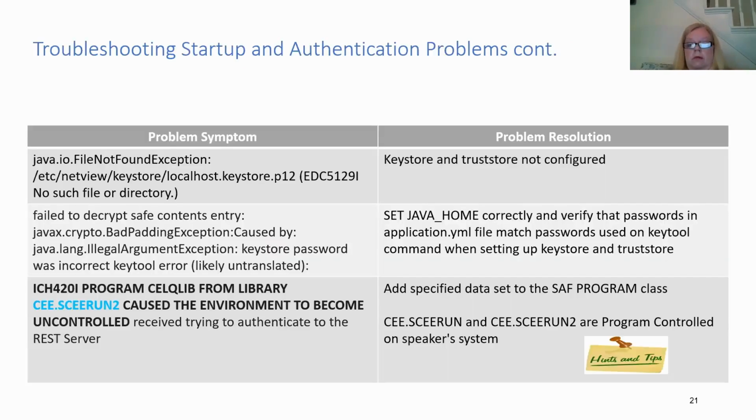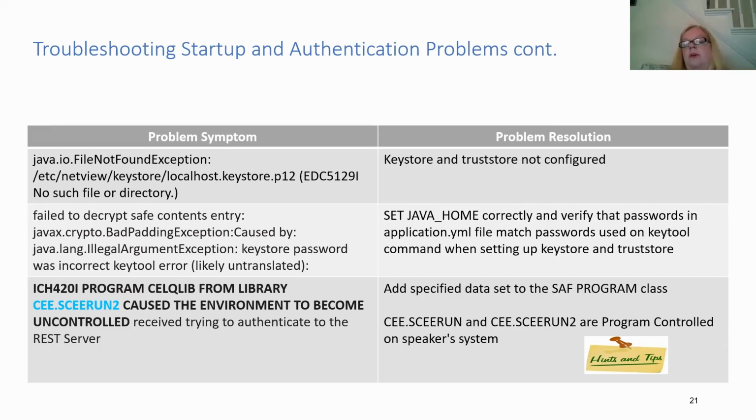Okay, just a few other scenarios here. A Java IO file not found exception for key store is an indication that the key store and trust store were not configured. You can also get this very odd message about failing to decrypt safe contents with bad padding exception, etc. here, because JAVA_HOME wasn't set correctly. And this is what I ran into with just JAVA_HOME set in the startup procedure for the REST server, but not in my /etc/profile.